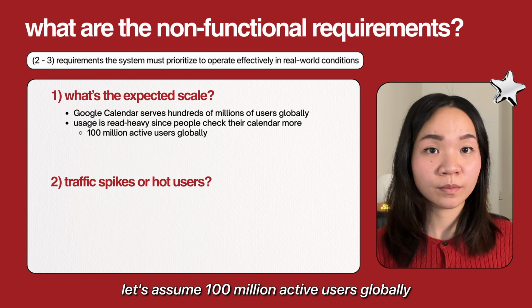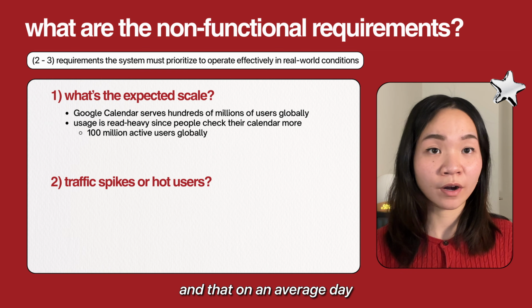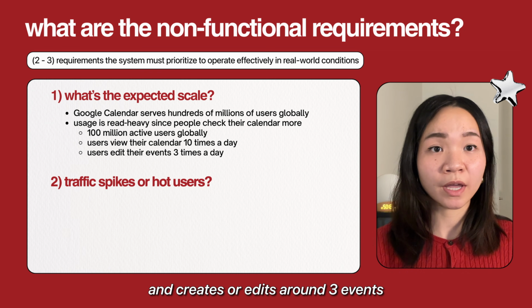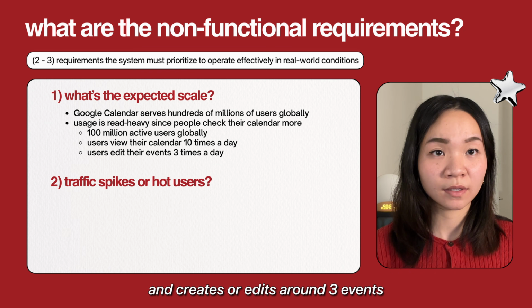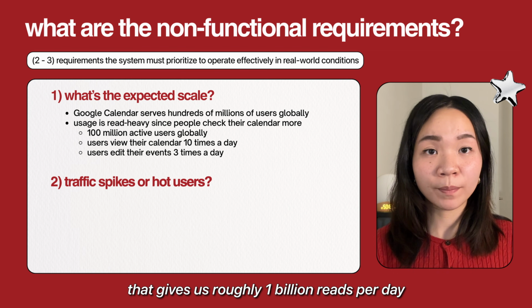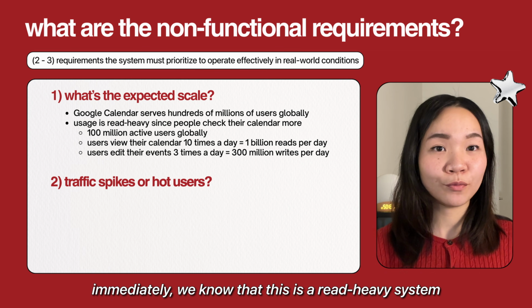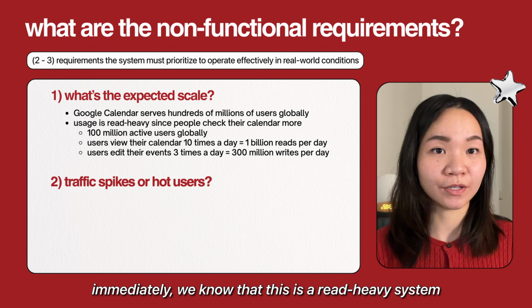Let's assume 100 million active users globally, and that on an average day, a user views their calendar about 10 times and creates or edits around 3 events. That gives us roughly 1 billion reads per day and 300 million writes per day. Immediately, we know that this is a read-heavy system.